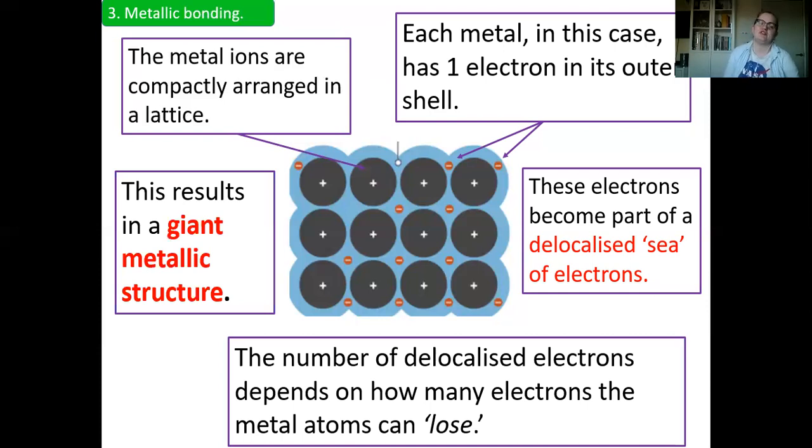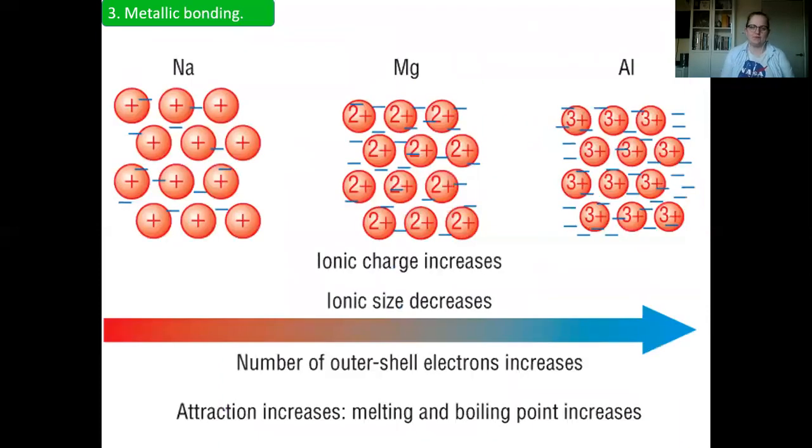So this results in a giant metallic structure. Here we go. This is what I mean by it depends on what group you're in. So sodium has the ability to lose one electron.